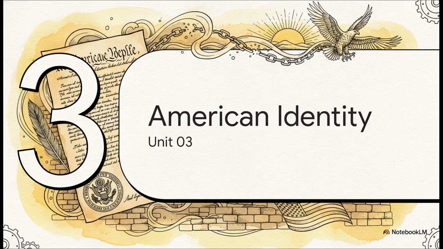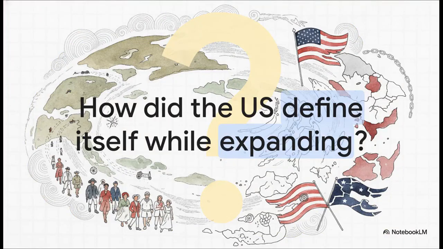And that brings us to Section 3, Forging an American Identity. Let's dig into Unit 03. So, how did the United States define itself while both expanding and dividing? It is honestly an incredible paradox. You have this country physically growing at an astonishing rate, yet somehow fracturing internally at the exact same time. It's literal growth and deep division existing right side by side.